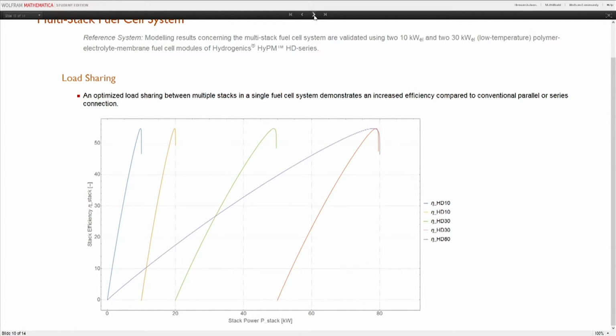For example, for output power of 10 kilowatt, you will have roughly about 10% conversion efficiency here, and here you will nearly have 46 or 47%.